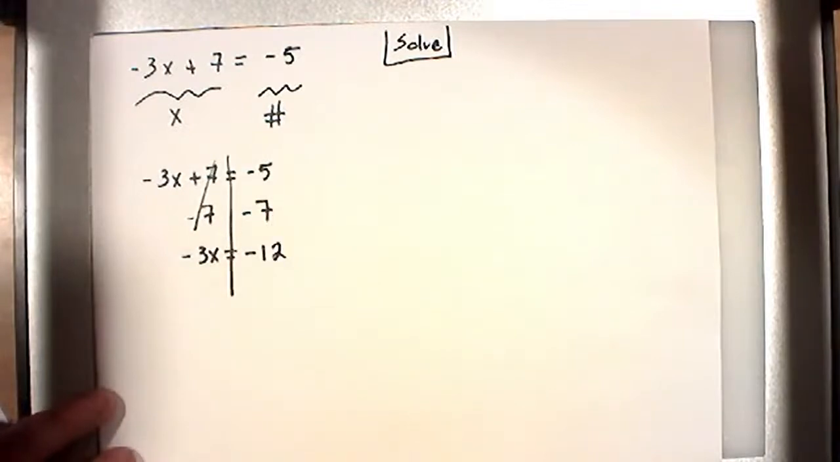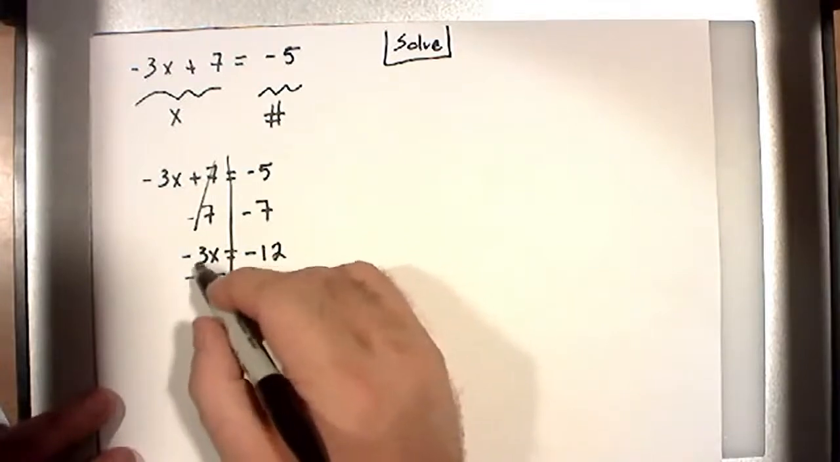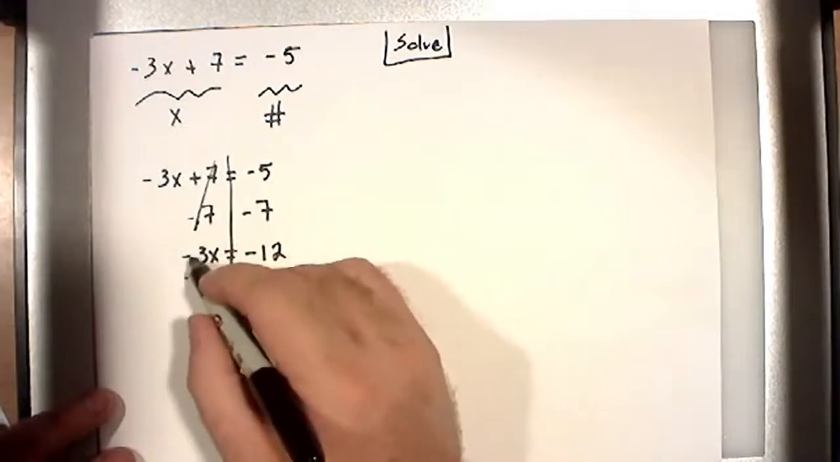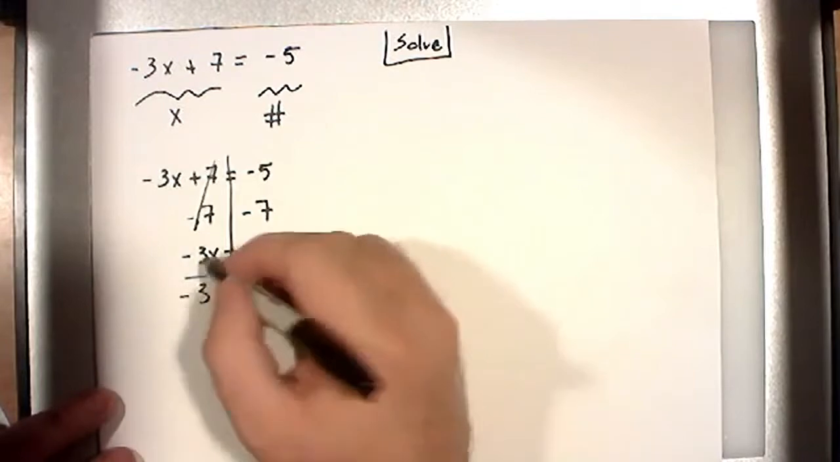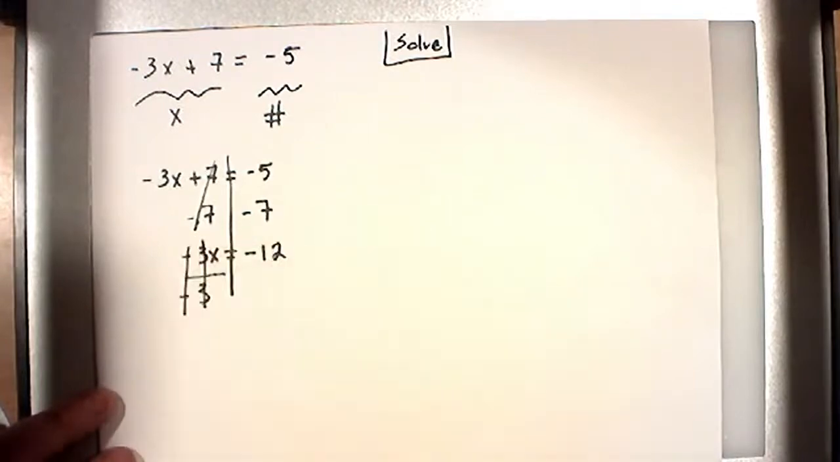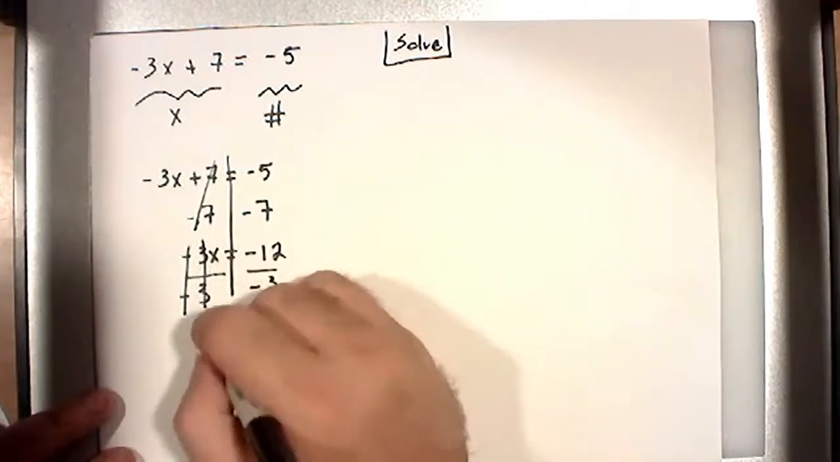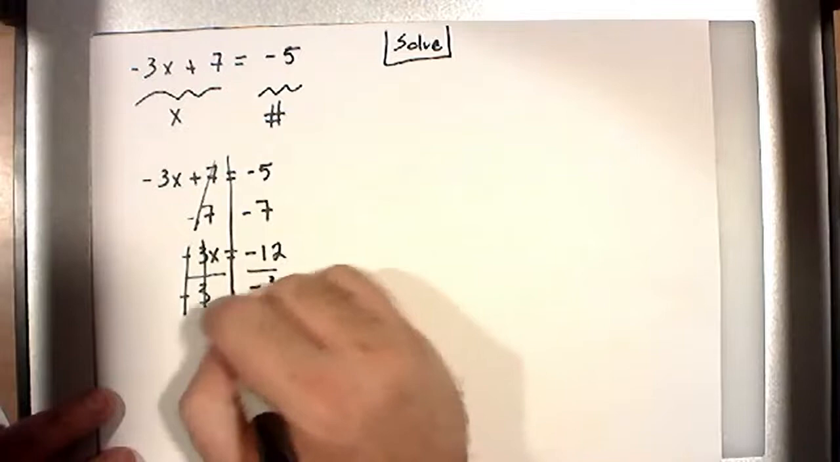We got negative 3 times x equals negative 12. To get rid of times, you divide. Now be careful. This is not plus and minus, right? This is division and multiplication. When you divide to get rid of a negative, you need to divide by the negative. I want to get rid of the 3, and I want to get rid of the negative. Make sure you divide by negative 3 to both sides. X on the left. Negative 12 divided by negative 3 is positive 4 on the right.